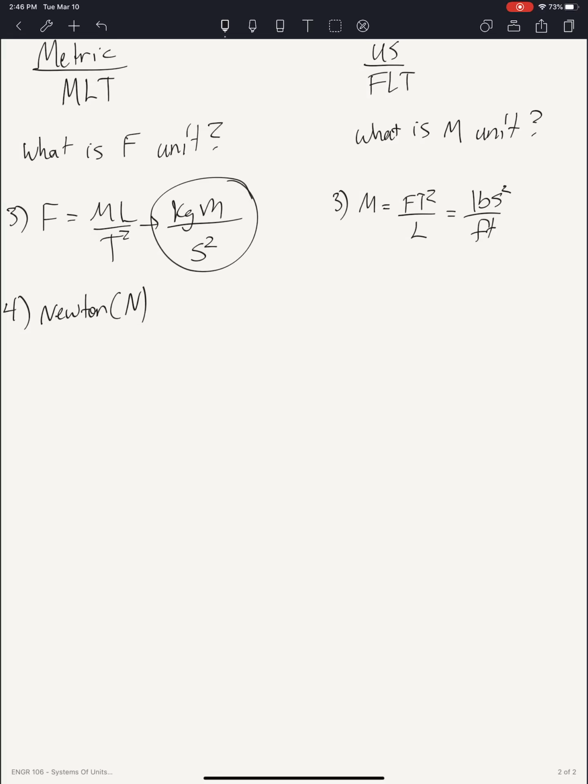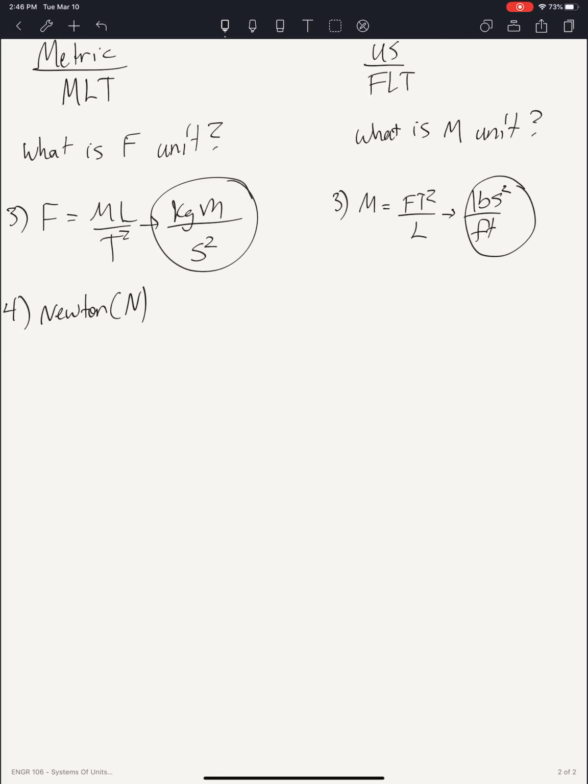In the metric system, in the US system, this equal sign isn't particularly appropriate, so I'm going to go ahead and remove it and replace it with an arrow. The pound second squared per foot. Thing to realize, this is a specific amount of mass.